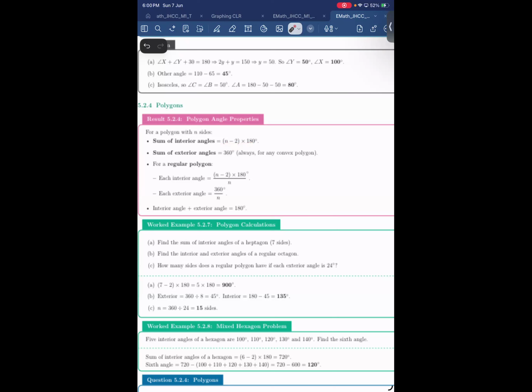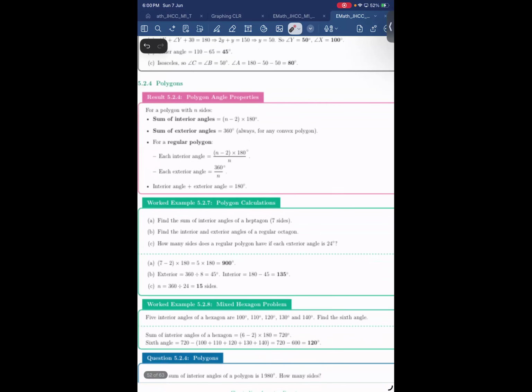Then we have 5 of the angles. We can just take the total minus the sum of the 5 angles, and the 6th angle is 120 degrees. So these are still quite simple, I think.